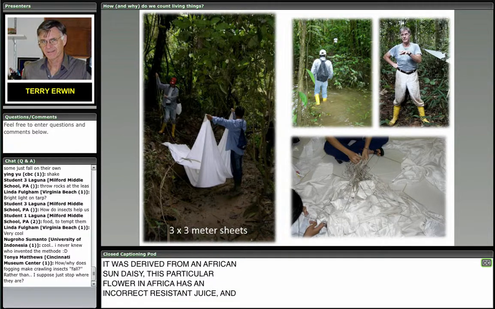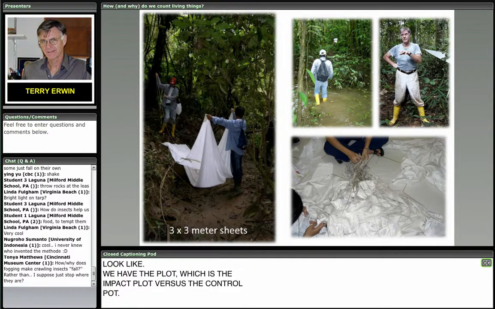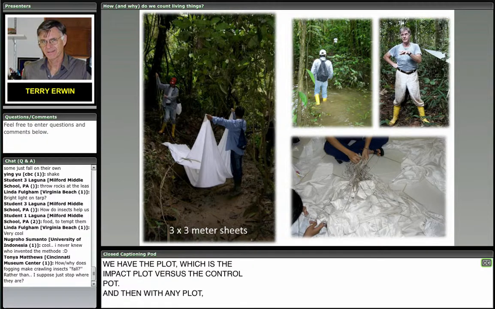So this is a shot of what our sampling sheets look like. Now we have 3 different terms. We have the plot, which is the impact plot versus the control plot. That's the largest spatial scale. And then within each plot, there are 10 transects. That's the next lowest spatial scale. And then the finest spatial scale are our sampling sheets or sampling stations.